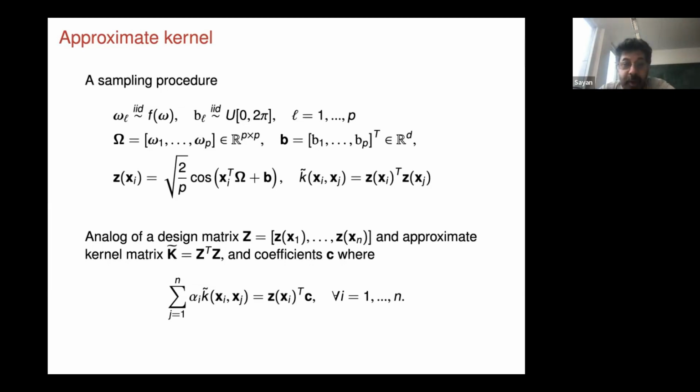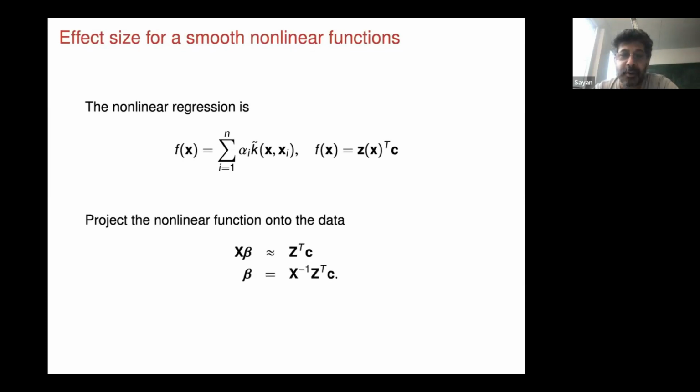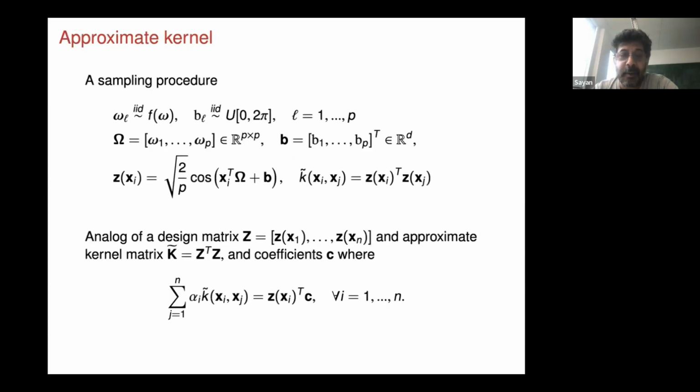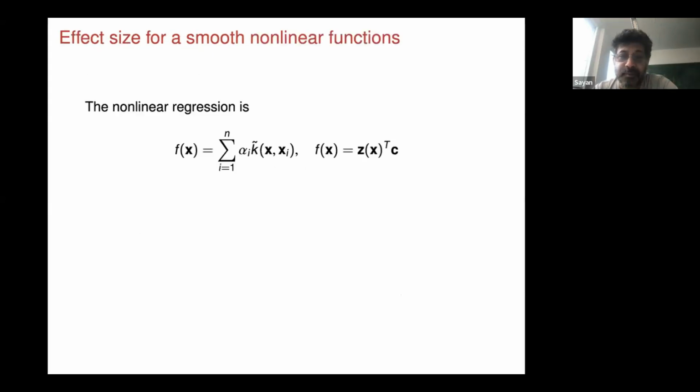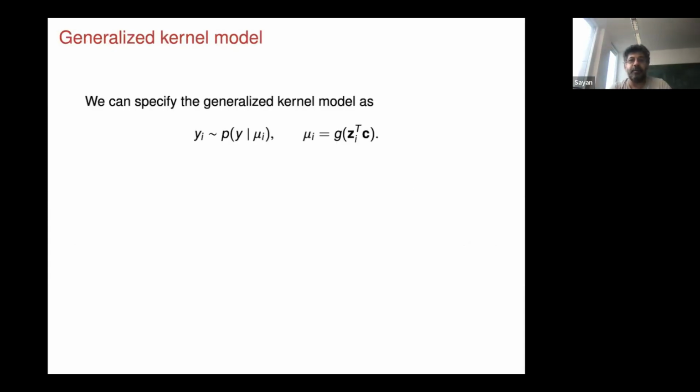So again, we can write this down just using linear algebra. Now we can project the nonlinear function onto the data by using this Z, because the dimensions now match. And so this gives us a way to walk back and forth between the kernel space, the basis representation, and the original p-dimensional space.